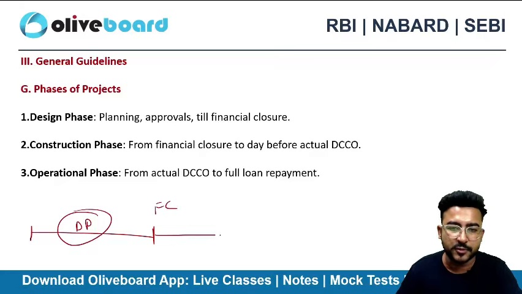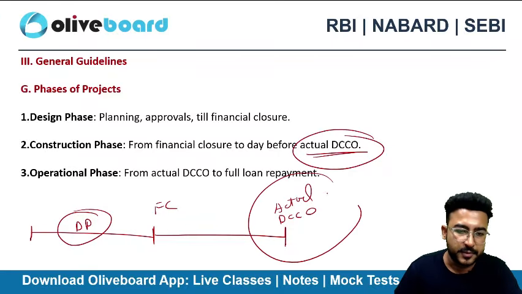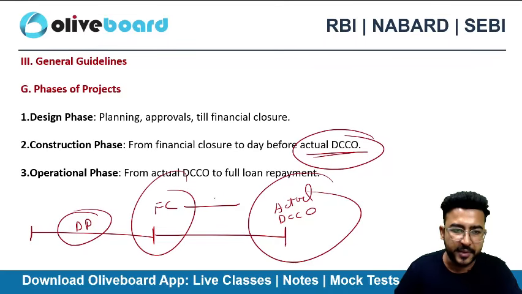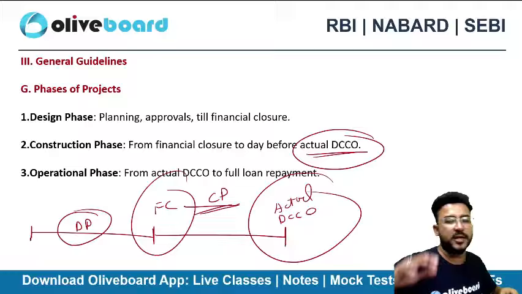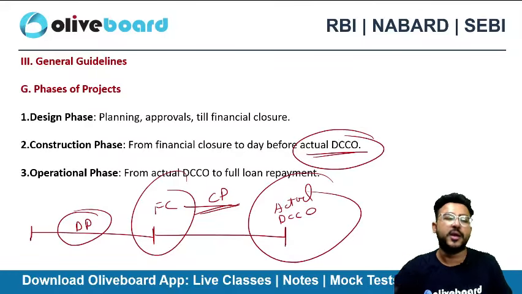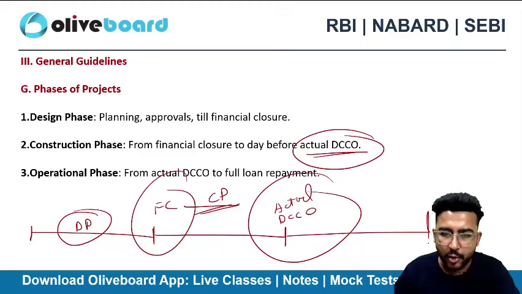Now, once your financial closure is done, till the date on which you have actually started the commercial operation, this particular period will be your construction phase. From the financial closure to the actual commencement date, this will be your construction phase. From the actual date to the full loan repayment, this will be the operational phase.